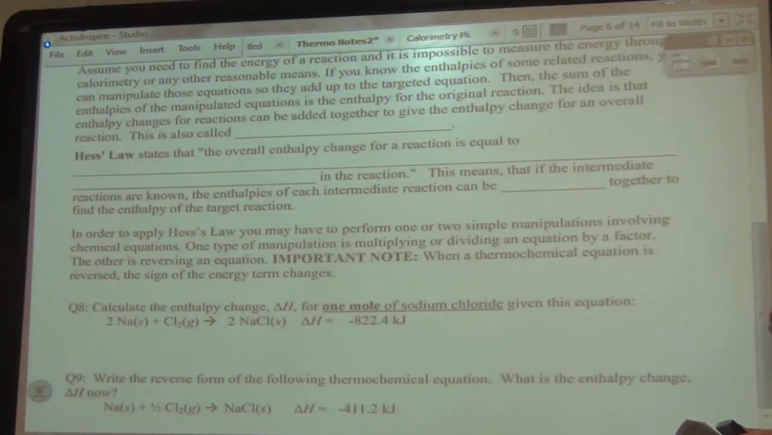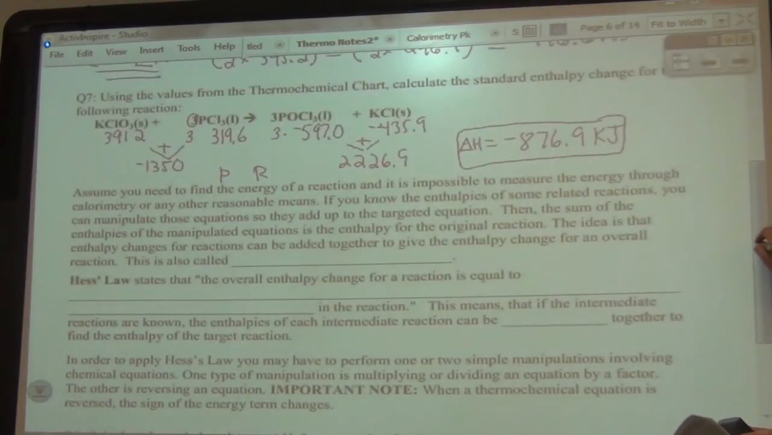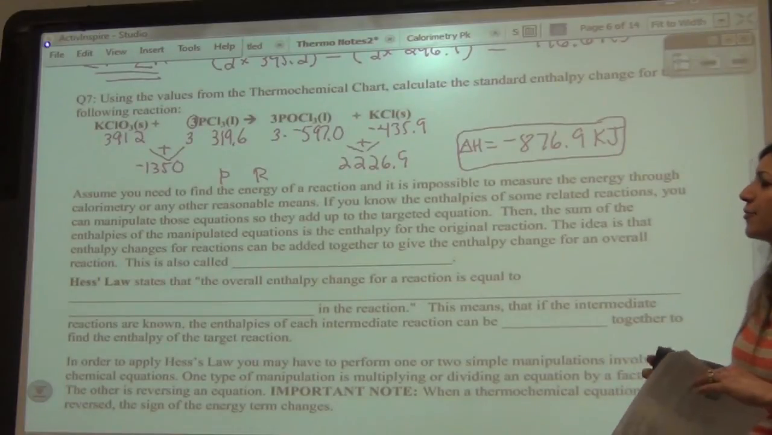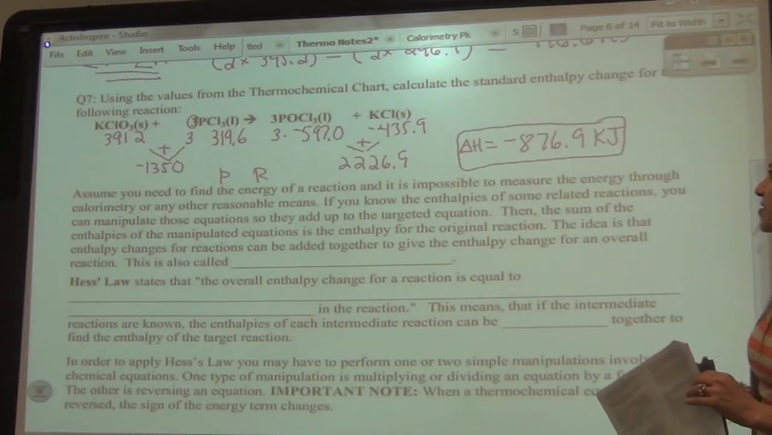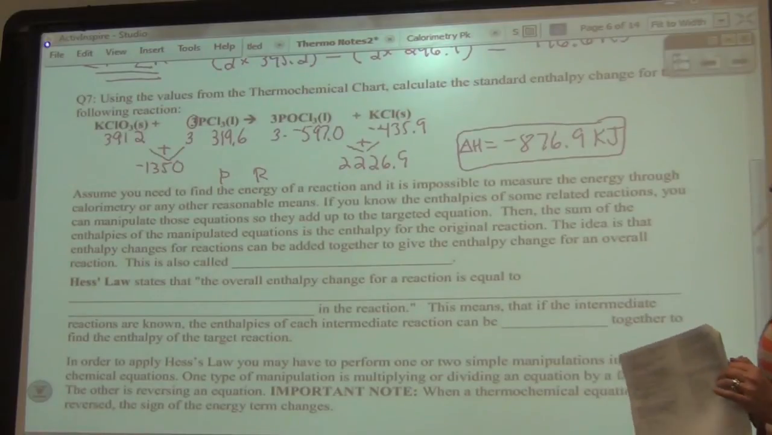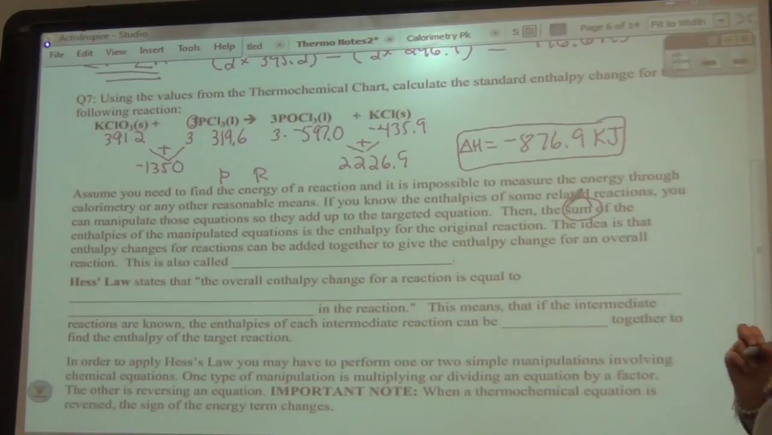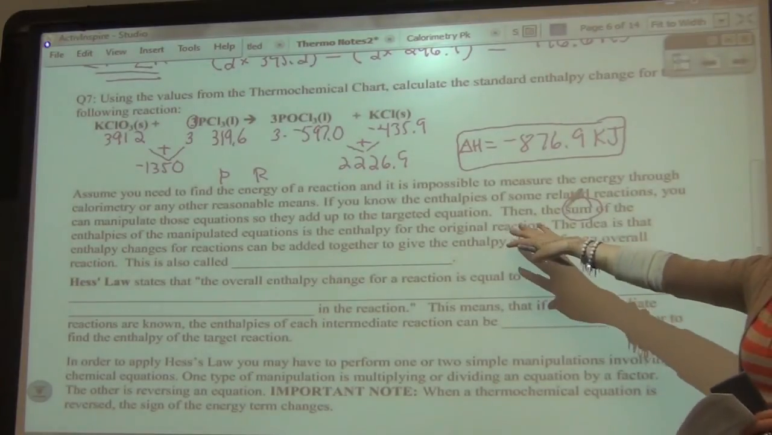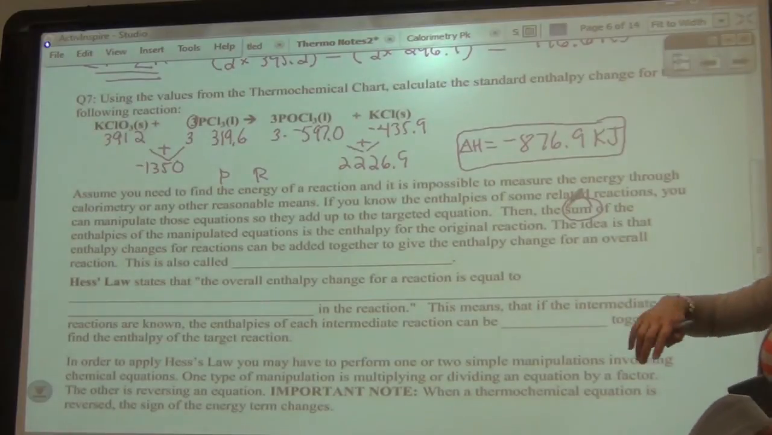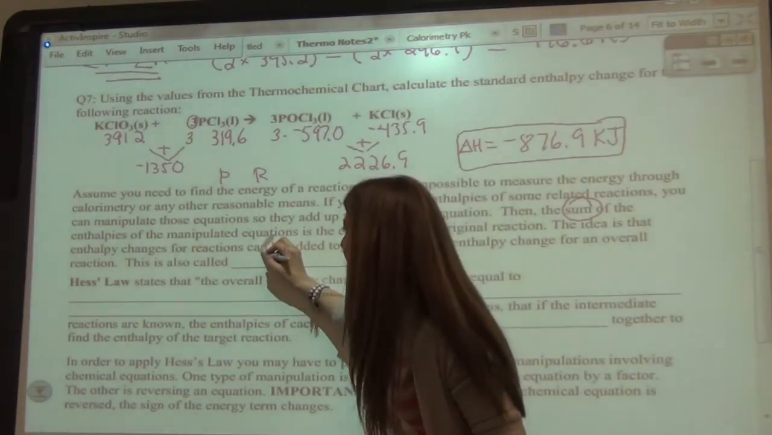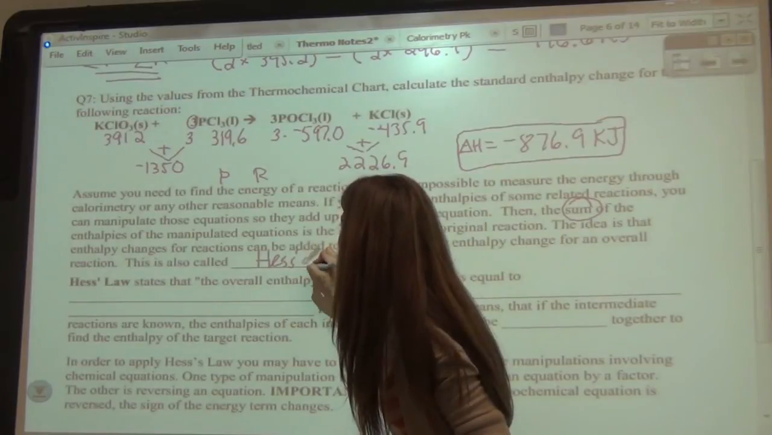I do want to show you what happens when you reverse a reaction. So let's just do that last part. It says, assume you need to find the energy of a reaction. It's impossible to measure the energy change through calorimetry or any other reasonable means. If you know the enthalpies of some reactions, you can manipulate the equation so they add up to the targeted equation. Then again, you would sum them up to find the original reaction's enthalpy value. The idea is that the enthalpy changes for reactions can be added together to give the enthalpy change for an overall reaction. This is also called whose law? Hess's law.